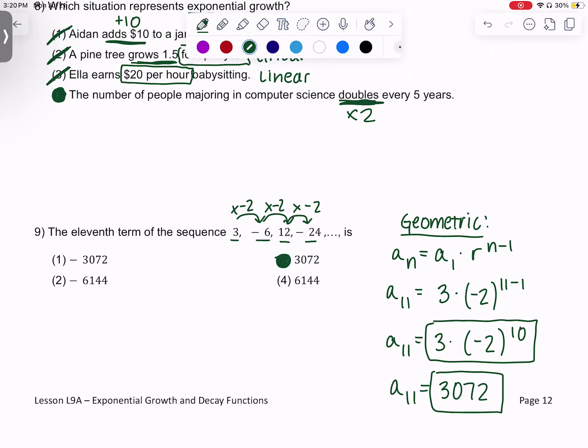Right? Every odd term in the sequence is positive. The first one is positive and the third one is positive. So the 11th one should also be positive.